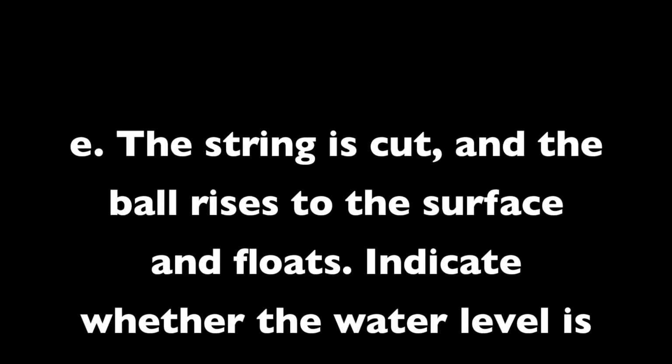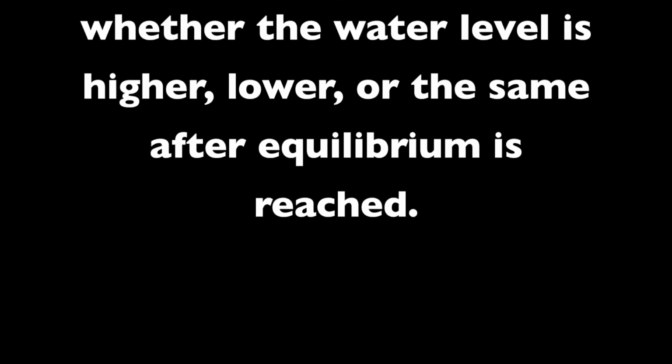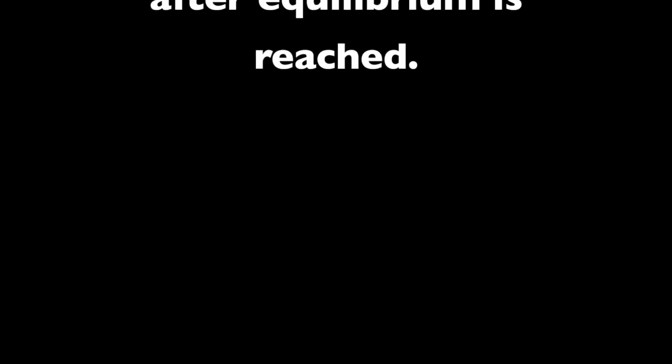Part E. The string is cut and the ball rises to the surface and floats. Indicate whether the water level is higher, lower, or the same after equilibrium is reached. If the ball rises to the surface and floats, then we know it displaces less water than it did when it was completely submerged. Therefore, the overall level of water in the beaker would have to be lower than it was when the ball was completely submerged.